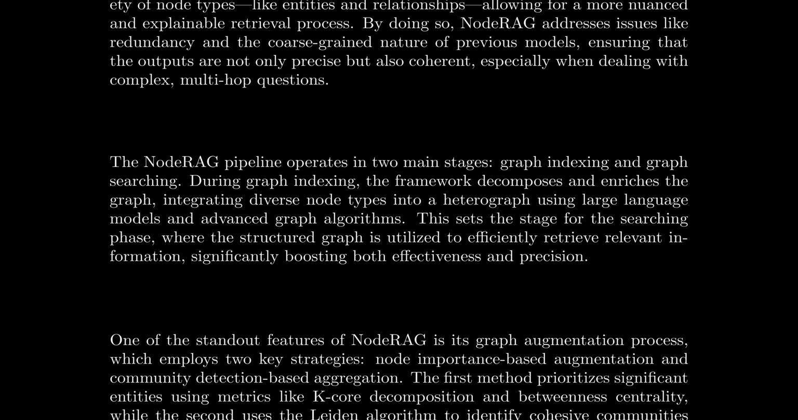The NoDrag pipeline operates in two main stages: graph indexing and graph searching. During graph indexing, the framework decomposes and enriches the graph, integrating diverse node types into a heterograph using large language models and advanced graph algorithms. This sets the stage for the searching phase, where the structured graph is utilized to efficiently retrieve relevant information, significantly boosting both effectiveness and precision.